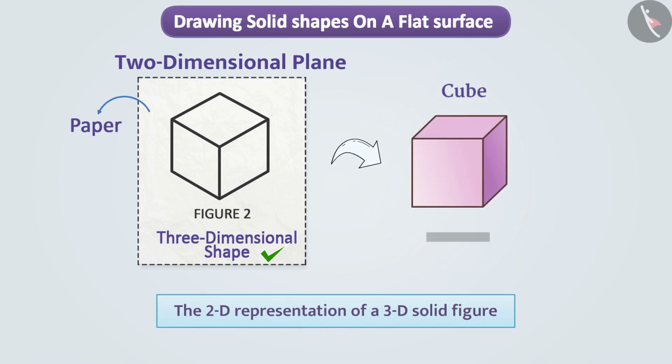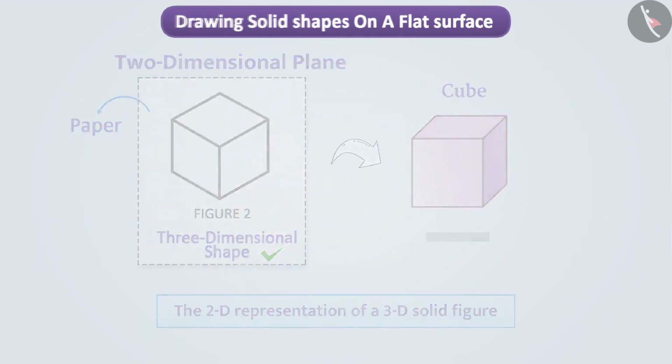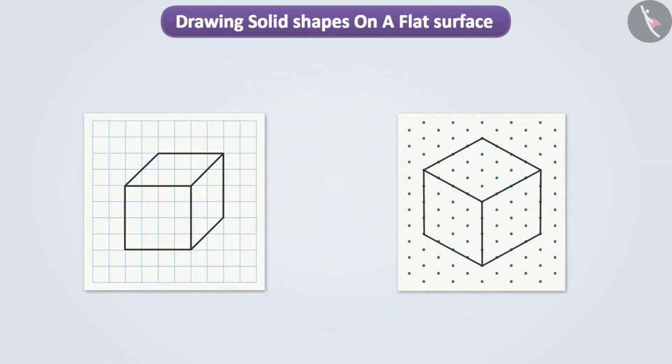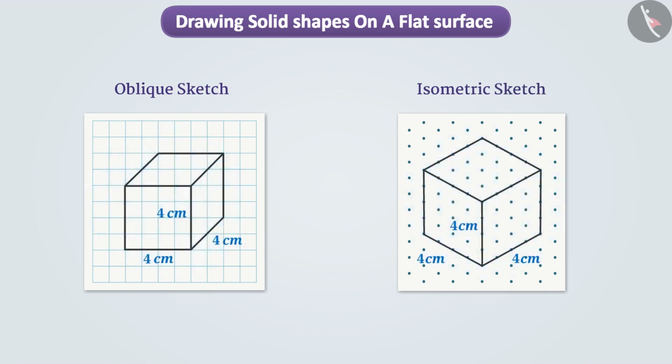Would you like to know how it is done? In this video, we will learn two techniques with the help of which we can make a 2D shape representation of a 3D solid figure. One of these techniques is oblique sketch and the other technique is isometric sketch. Let us first understand what is the difference between them. Here the cube with 4 cm edge is drawn with both these techniques in oblique sketch and isometric sketch.